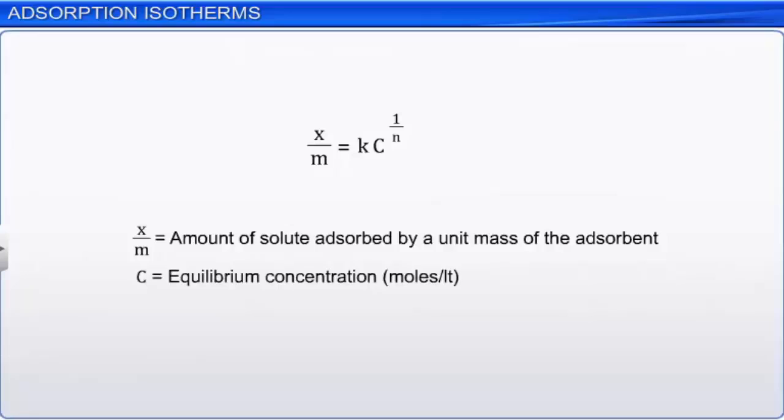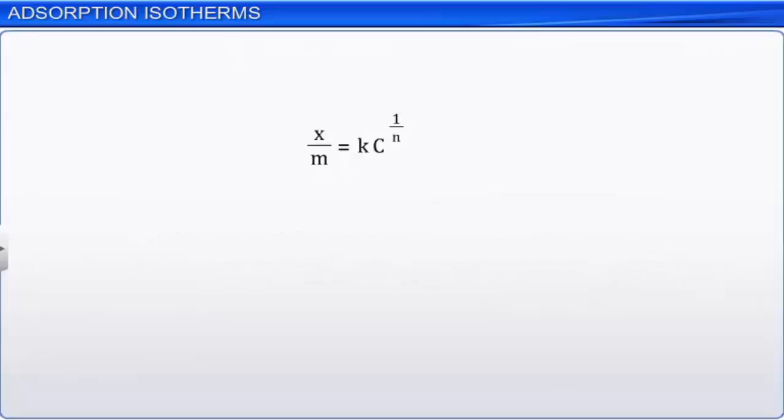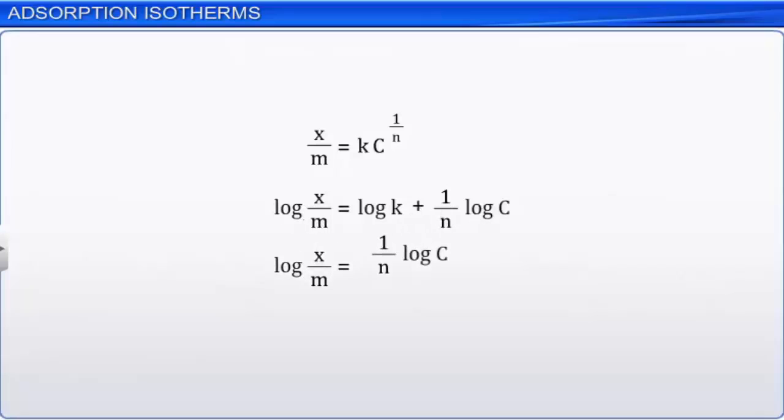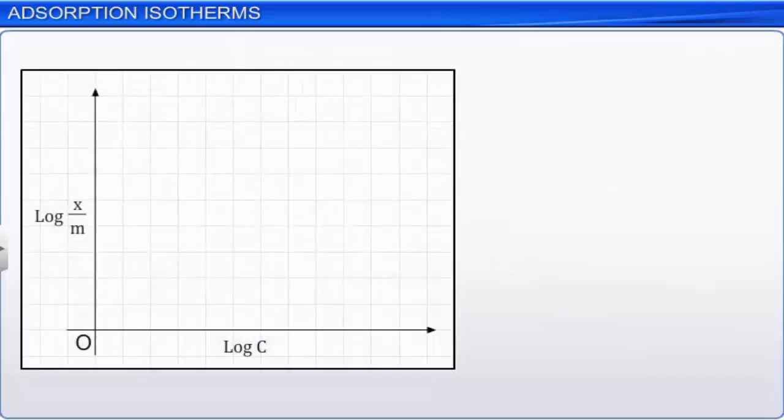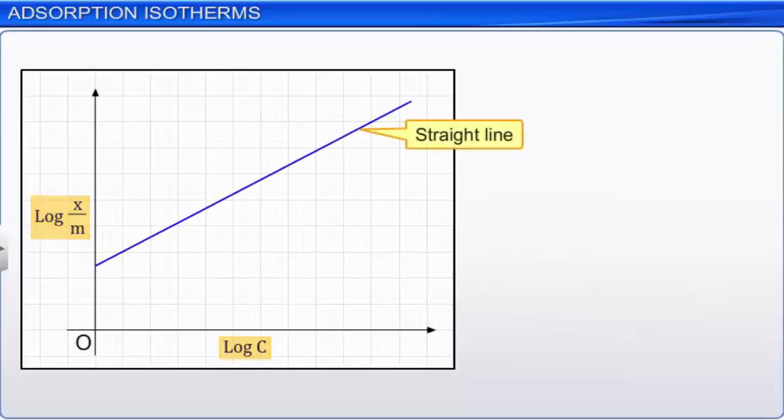Taking logarithm of this equation, we get log x by m is equal to log K plus 1 by n of log C. This equation also corresponds to the equation of a straight line, y equal to mx plus c. If the graph between log x by m and log C is a straight line, then we say that the Freundlich adsorption isotherm for solutions is valid.